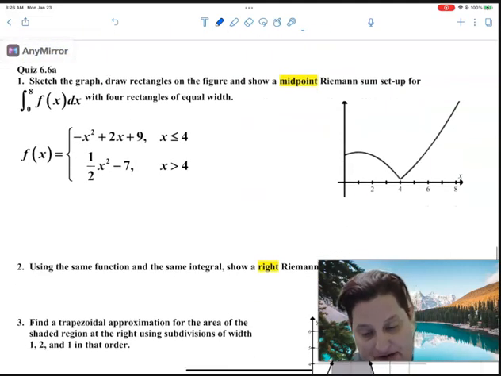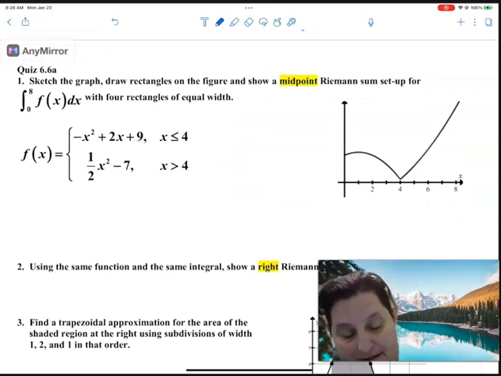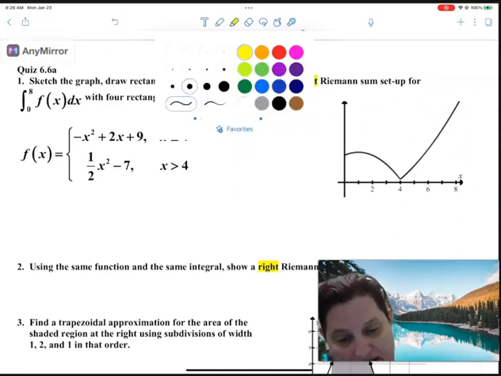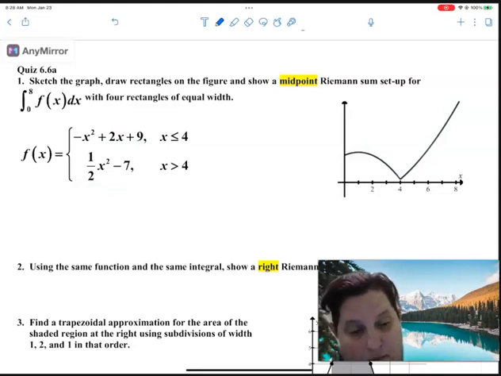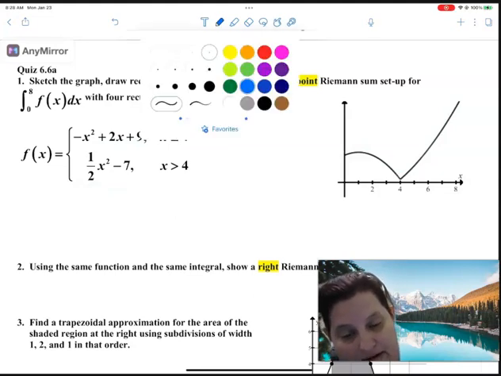All right, let's check out 6.6. Now, you guys, this is giving me a piecewise function. It gave me equations for both. You can see that this one is an upside down parabola, and that's a right side up parabola, but it's giving me a piecewise function. Sketch the graph, and then draw rectangles and do a midpoint setup, 4 rectangles of equal width.